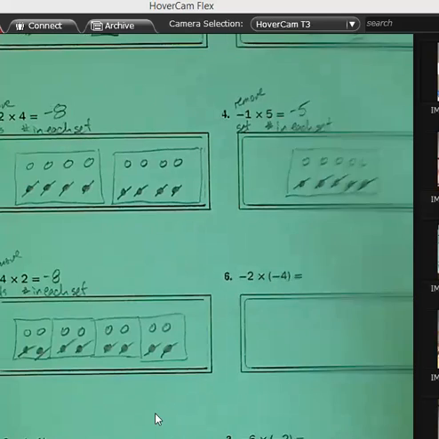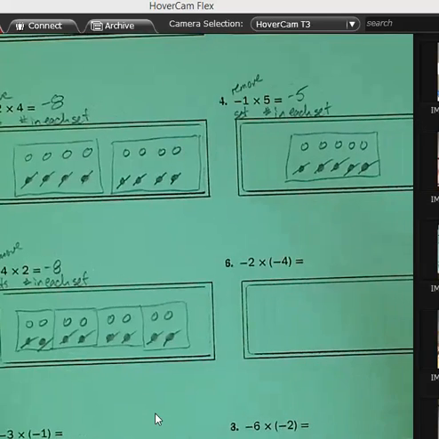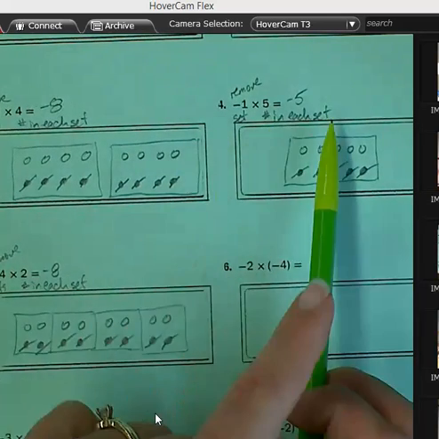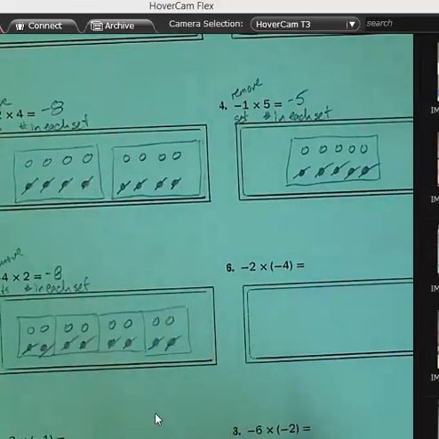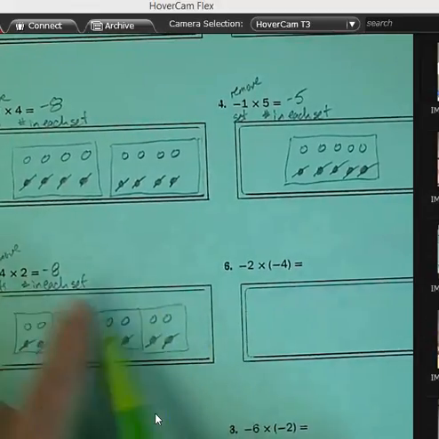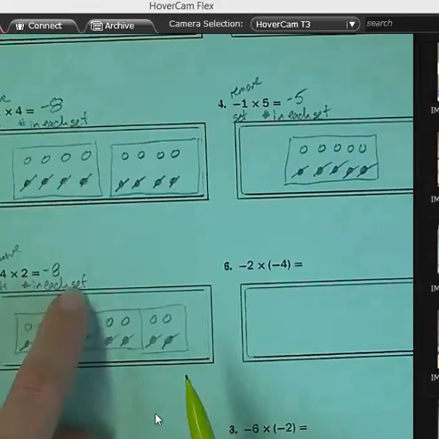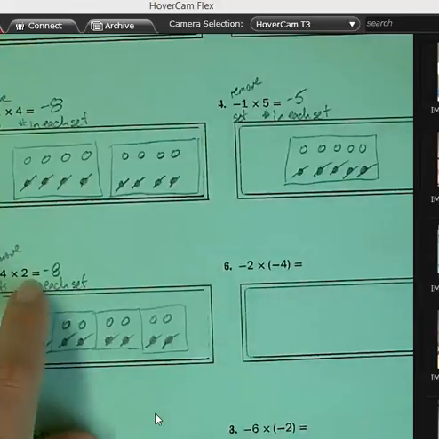We did 4 and 5 in our groups and on our own and discovered negative times positive is a negative. Negative times positive, a negative 4 times. Can you think of any way we could put on 0 pairs and take off the positives where we wouldn't end up with just negative chips left over? Is there any way that would happen? What's a negative times a positive?